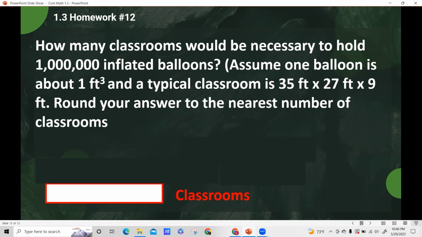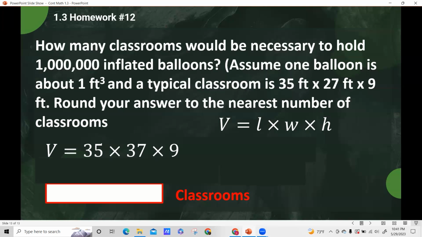We have to remember first that the volume for a classroom is length times width times height. So we're looking at a rectangular classroom. The classroom they gave us the dimensions of is 35 by 37 by 9. I apologize, in my slide it says 27, but I ended up changing this to 37 in your notes. So just pretend that that says 37.